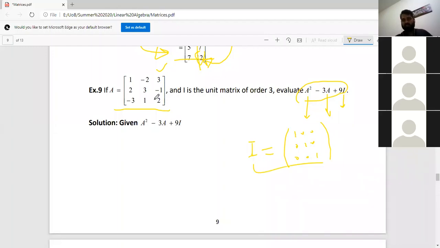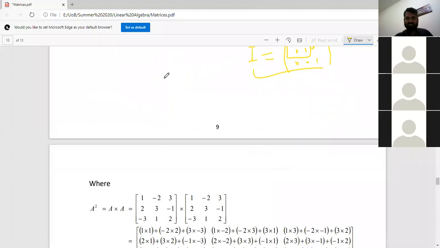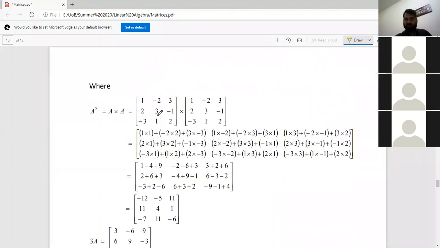If you give me a 2 by 2, I will write a 2 by 2, which is just this one. Okay, so the order has to be the same. So I can find these three things separately. A square means A multiplied by A. So see, it is a 3 by 3. This is also 3 by 3. So the answer has to be 3 by 3.